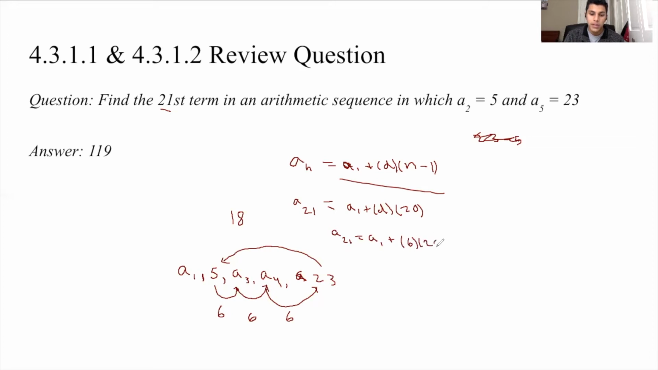All right, so now that we know that the difference is 6, I'll just kind of prove it by actually finding the values of A3 and A4 first. If we add 6 to 5, that gets us the value of A3, which is 11.